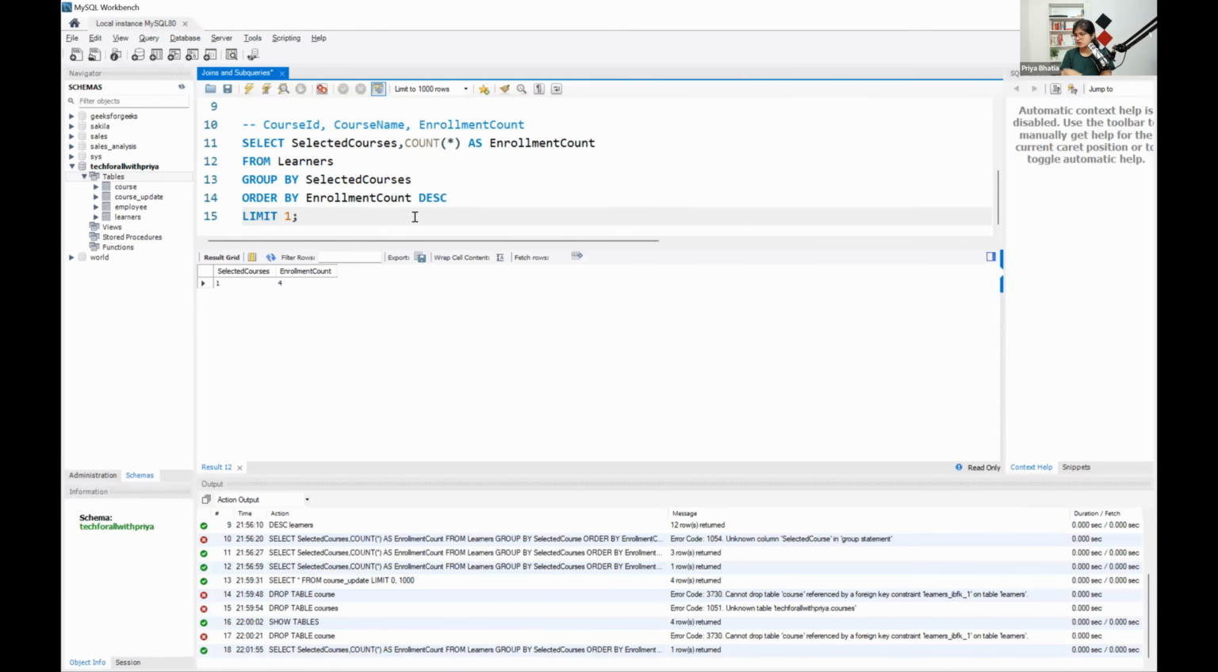Can the common ID be the course ID? Yes, the common ID is the course ID. So it means you have to apply a join on that. That's for sure. Now, how will you apply? Think over it.